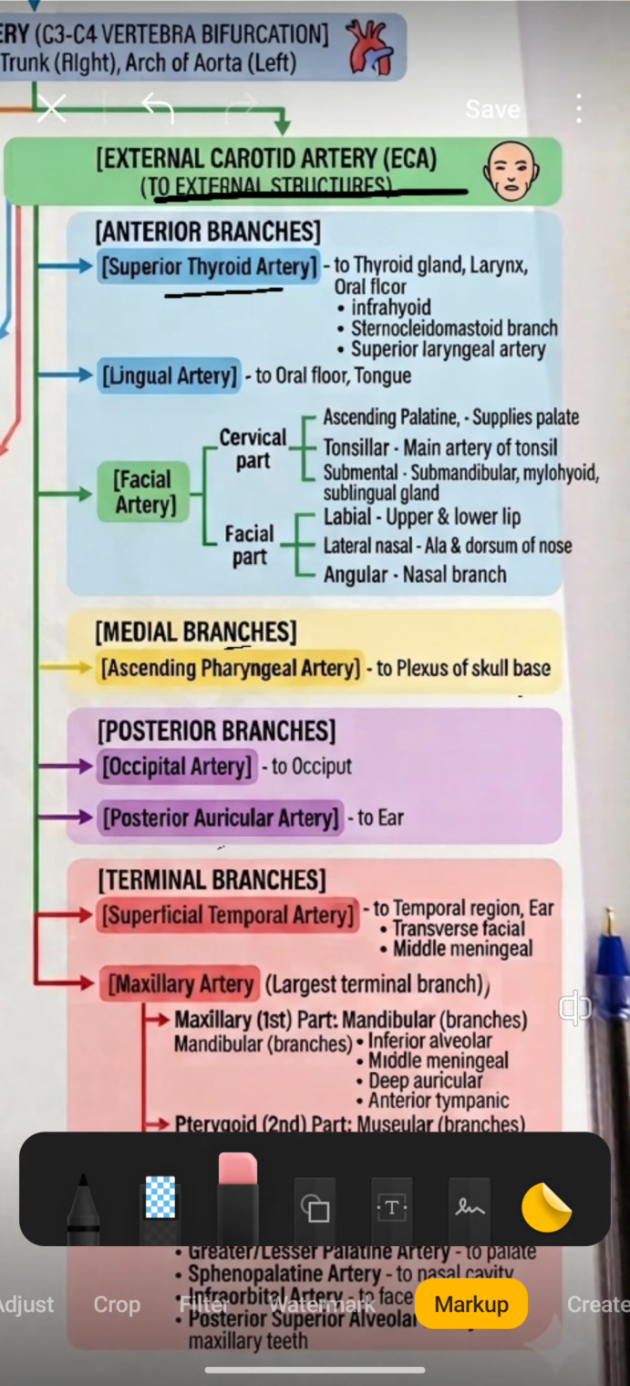Next are the terminal branches. The terminal branches are the superficial temporal artery and the maxillary artery. Clear? The superficial temporal artery goes to the temporal region, and the maxillary artery is the largest terminal branch. The maxillary artery is very important, and its branch names are very important. The facial artery and maxillary artery are very important from the exam point of view and also for NEET MD. So let's begin in detail.